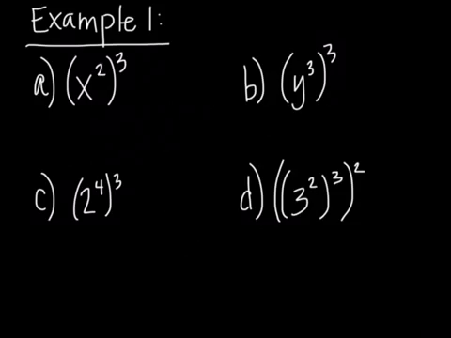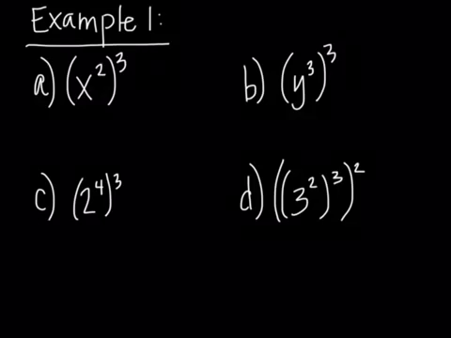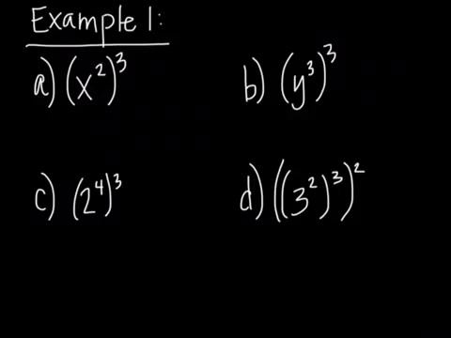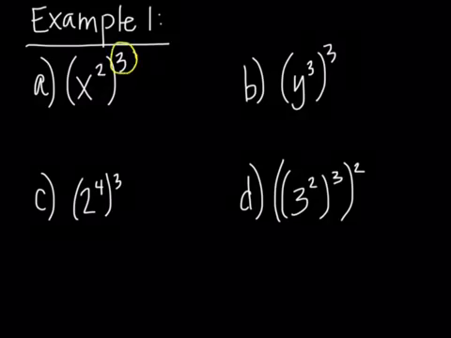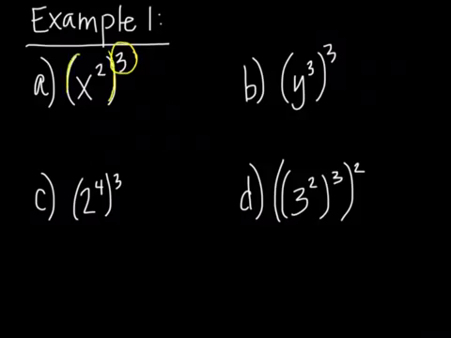Example 1, x squared raised to the third power. I'm going to start from the outside and identify my exponent, which is to the third power. That tells me anything that it's applying to is raised to the third power. So my entire expression within the parentheses is going to be multiplied by itself 3 times.